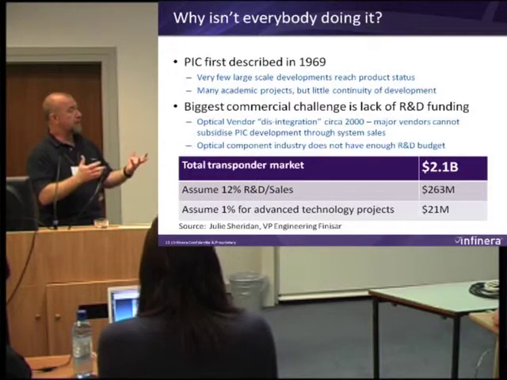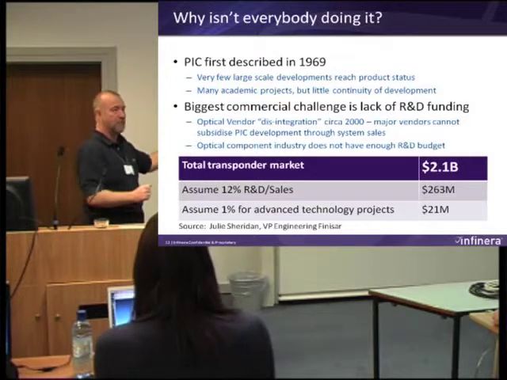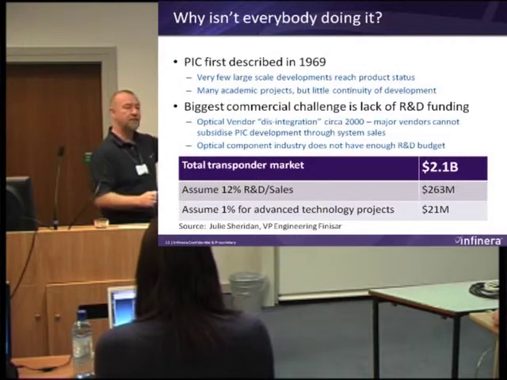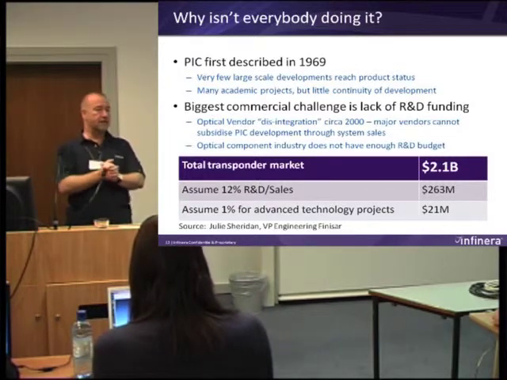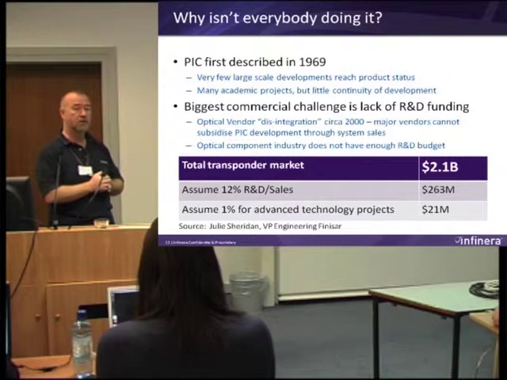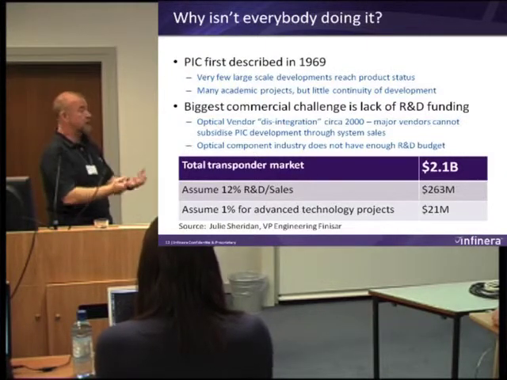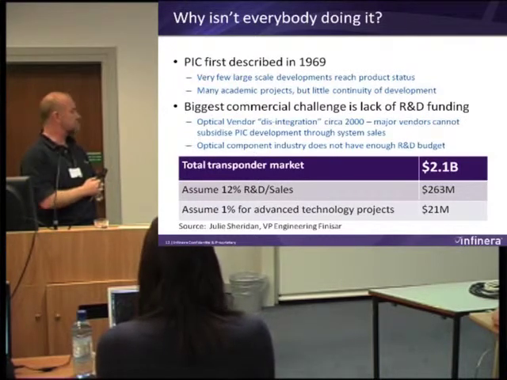But the problem with a PIC is it's a very high risk and high tech project. You don't spend 12% of your revenue on PICs. You spend about 1%, the advanced technology projects. That 1%, that 21 million, is divided between the 5 or 6 major optical component companies in the world. And each company will have 5 or 6 high-tech projects competing for that money.